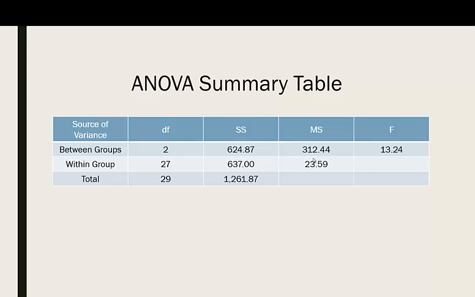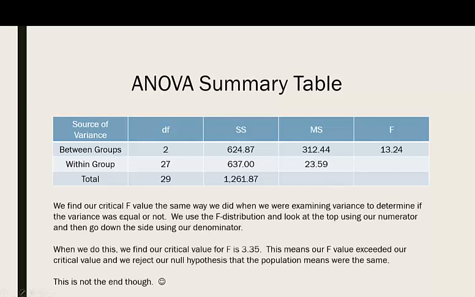If we have an F value, we have to look and determine what our critical value of F is using our charts. So we find our F critical value the same way we did when we examined variance to determine if the variances were equal or not. We use the F distribution and look at the top using our numerator degrees of freedom, and then go down the side using our denominator degrees of freedom. So this is real simple. Our degrees of freedom are 2 and 27. When we do this, we find our critical value of F is 3.35.